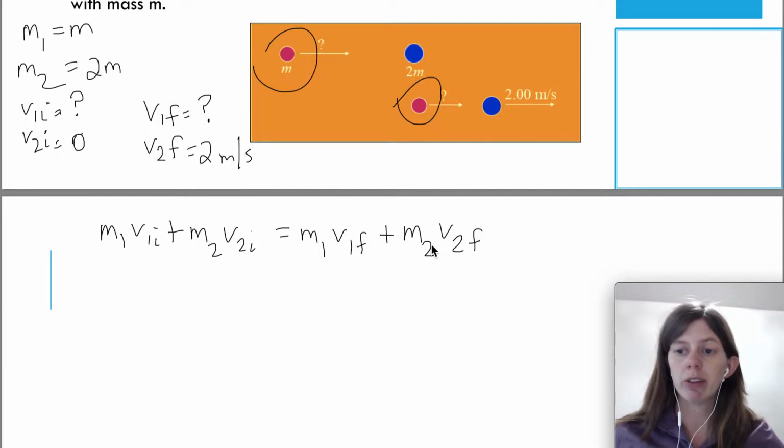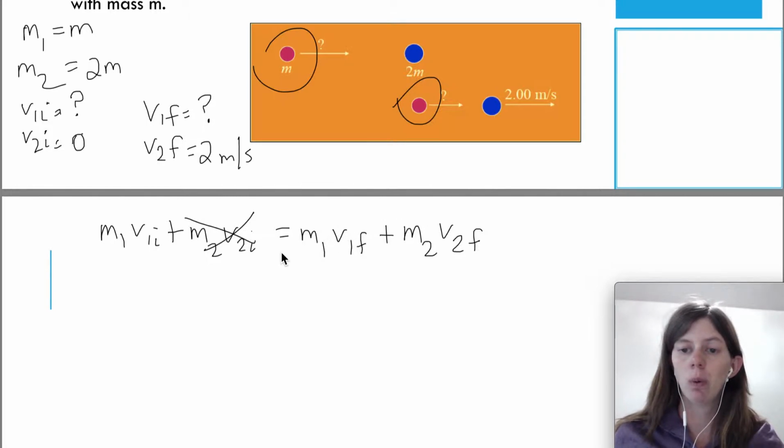Let's go ahead and cross out what's equal to 0, the v2 initial. That means this whole second term here is 0. And we could plug in a number for V2F, but I don't really see the point since we don't have numbers for anything else. So we have two unknowns here. Whenever you have two unknowns, you're going to need two equations to solve for those two unknowns.